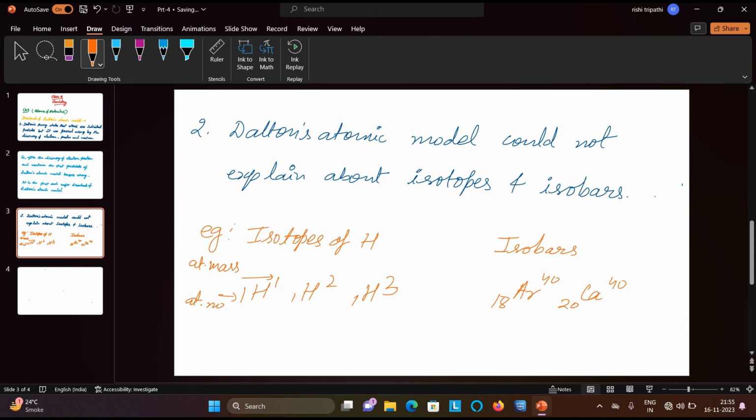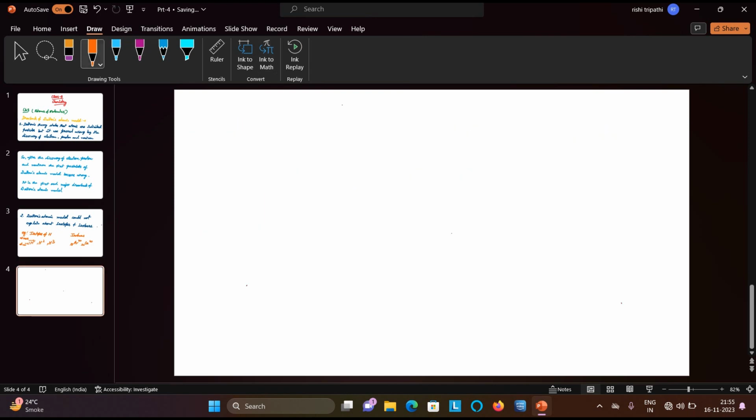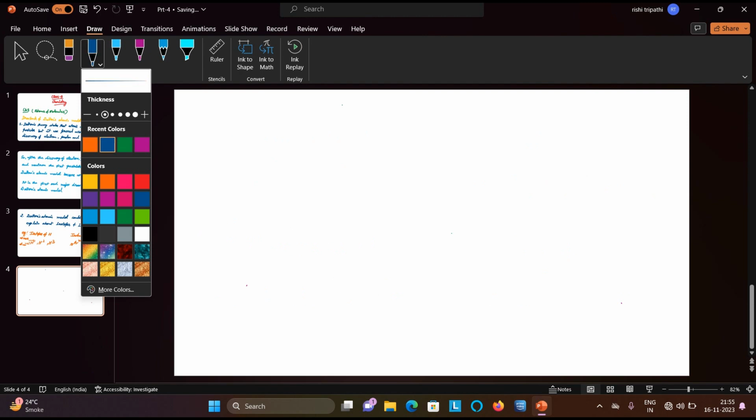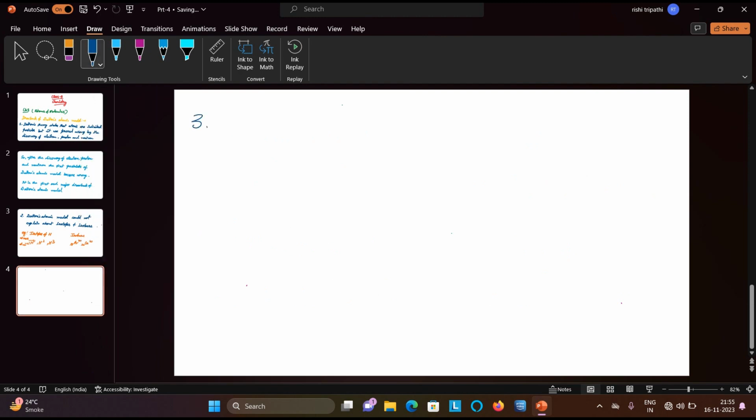However, you will study isotopes and isobars in detail when you go to chapter number 4 of your class 9 chemistry. But for now, you can remember that the isotopes of hydrogen will be these, and an example of isobars is argon and calcium. Now we come to the third drawback of Dalton's atomic model.